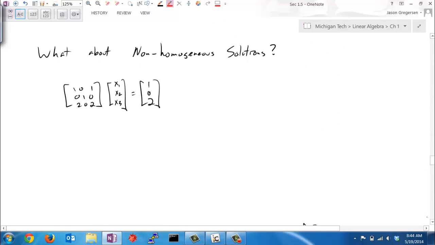Okay. Now what about a non-homogeneous solution? Go ahead and solve this linear system. Find the solution here, and write your solution in parametric form. Go ahead on paper, solve this system, and write your solution in parametric form.